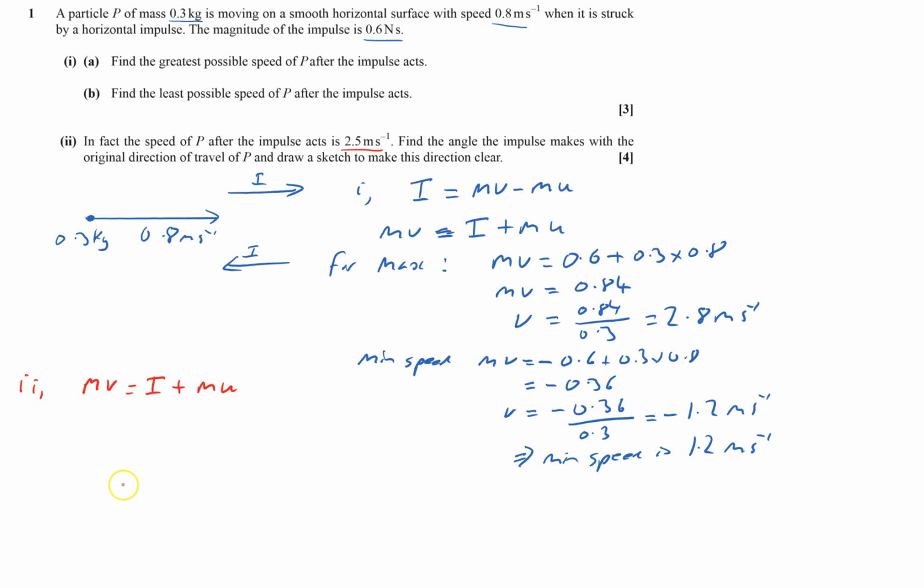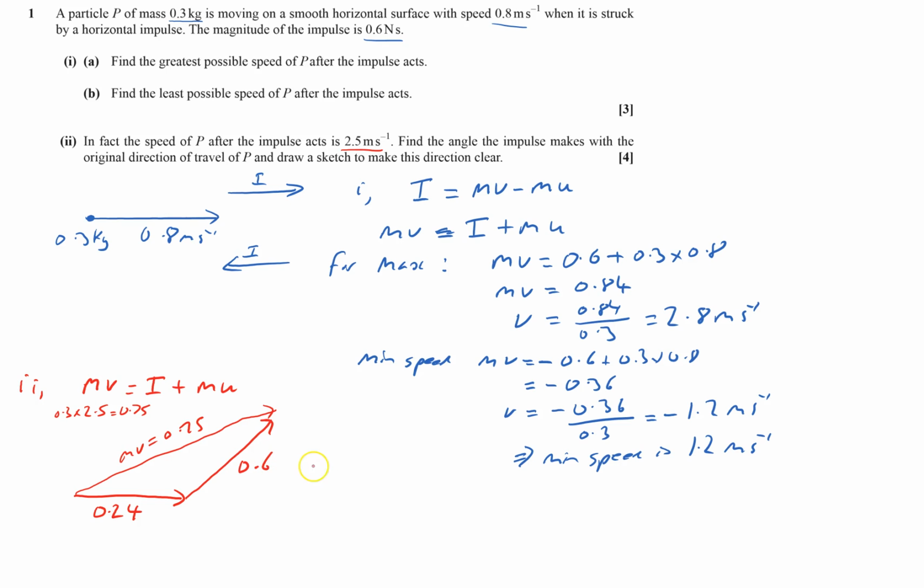So I need to have my initial momentum, which remember is mass times the velocity. So that will be 0.3 times 0.8, which is 0.24. And then the impulse is still 0.6, but I need to work out what the final velocity is. It says the final velocity is 2.5, so I've got 0.3, the mass, times 2.5, and that equals 0.75. So it's going to be quite a lot longer than this, like so. And that will be mv, and that equals 0.75, and that's my impulse there, 0.6.